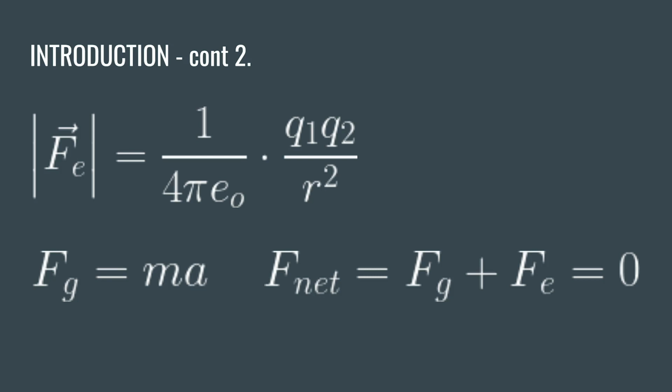Here are the main equations that will be utilized for the calculations, with the first being the electric force magnitude, the second being the idea of gravitational force, that being F equals ma, and the idea that these two forces in our system will be at equilibrium, so the net force will equate to zero.